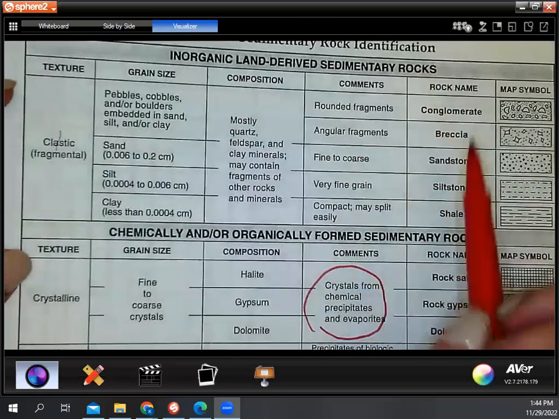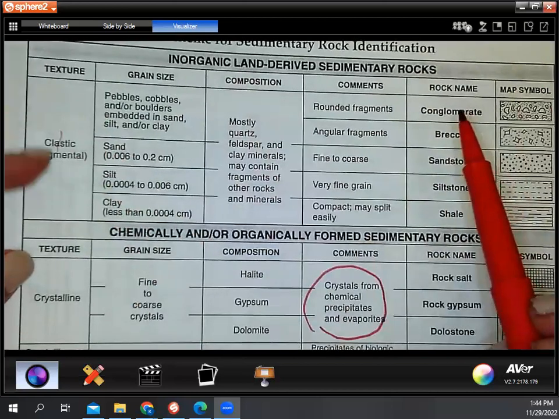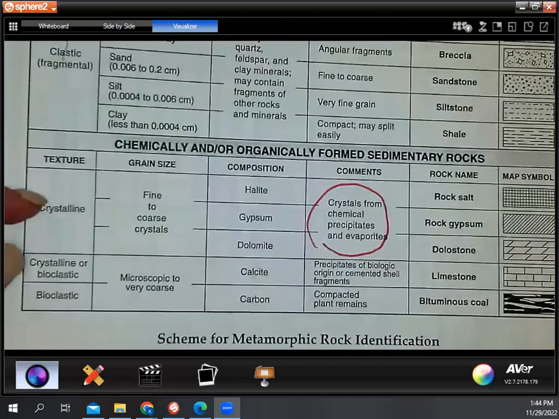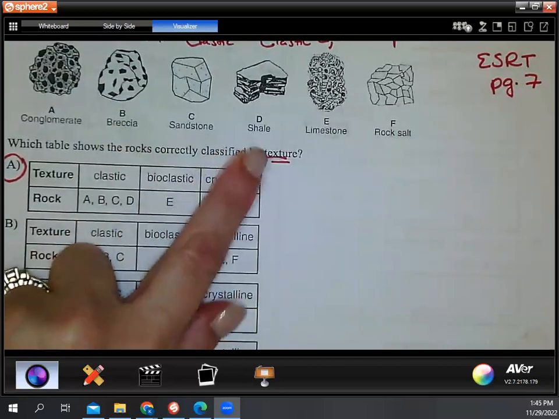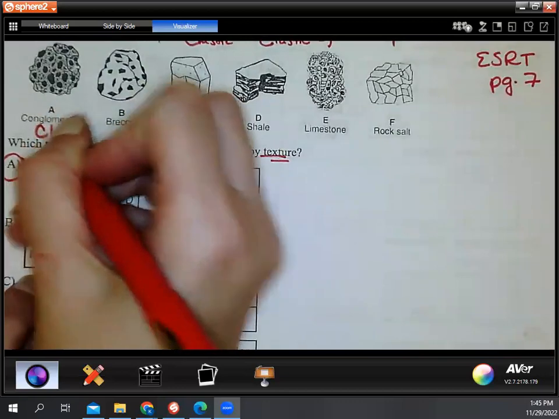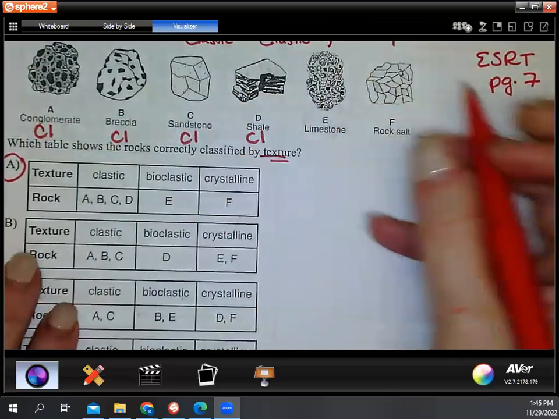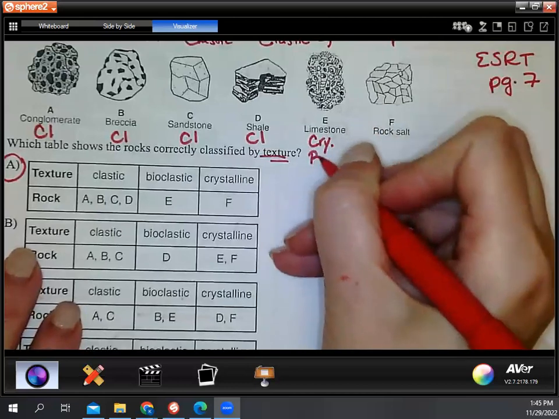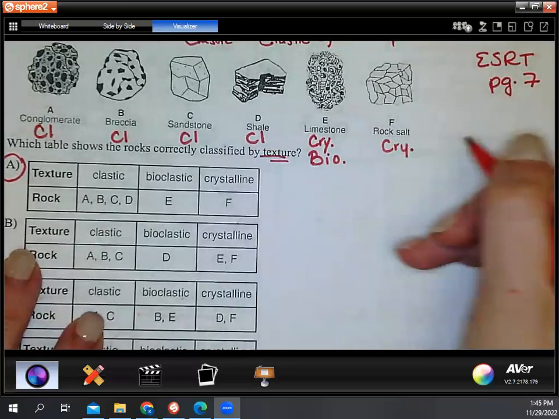textures are in. So if I look, here's my reference table. Here's my texture column. So a conglomerate is clastic, breccia is clastic, sandstone is clastic. Down here we have crystalline and bioclastic. So I would go through and figure out what each of these are. So this is clastic, this one's clastic, sandstone is clastic, shale is clastic. When I get to limestone, that's crystalline, or it's also bioclastic. And rock salt is also crystalline.